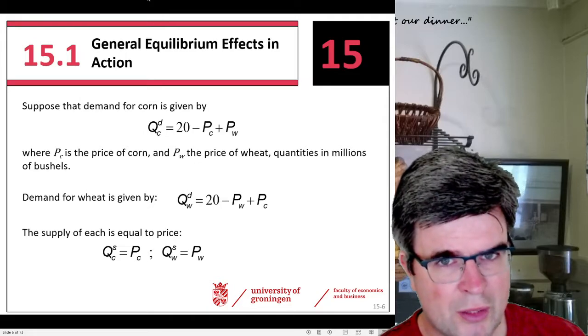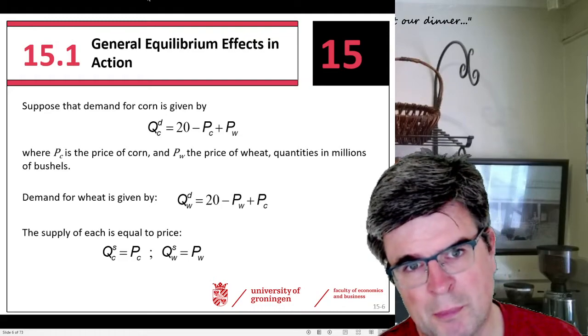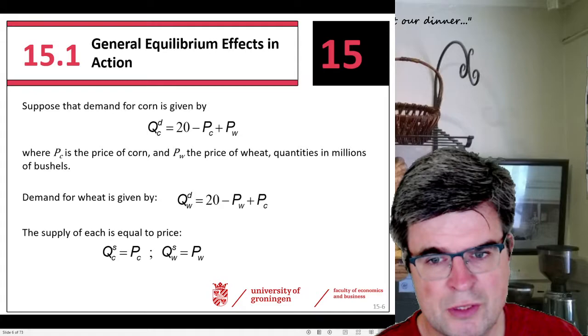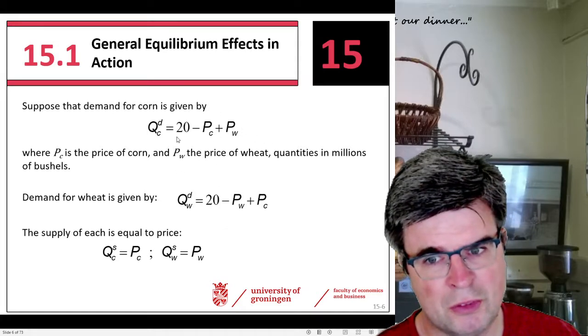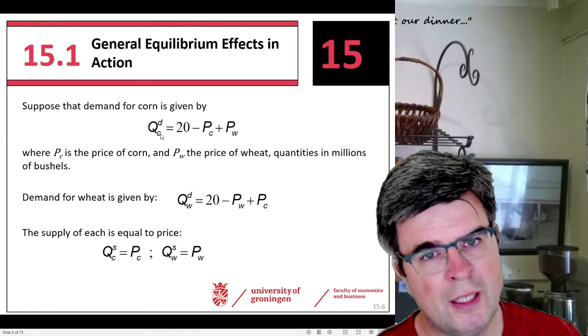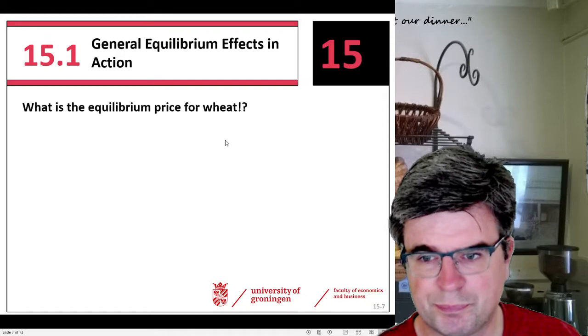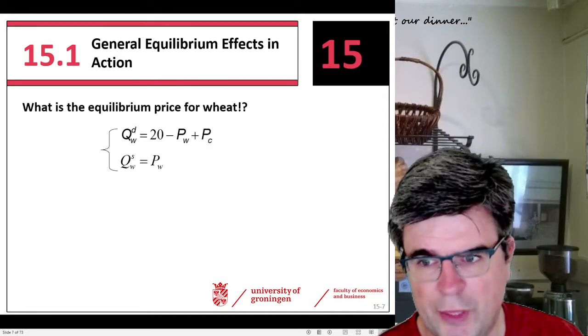So we have two markets here, the market for corn and the market for wheat, and we have to determine the equilibrium price and equilibrium quantity in both markets. And as you can see, these two markets are connected in their demand functions, because the demand in one market is also dependent on the price that establishes on the other market. So let's do this. What is the equilibrium price for wheat?